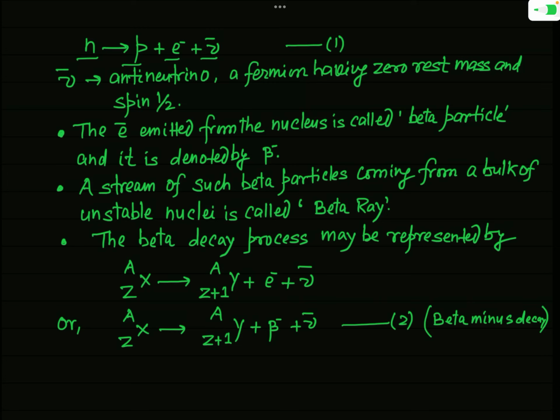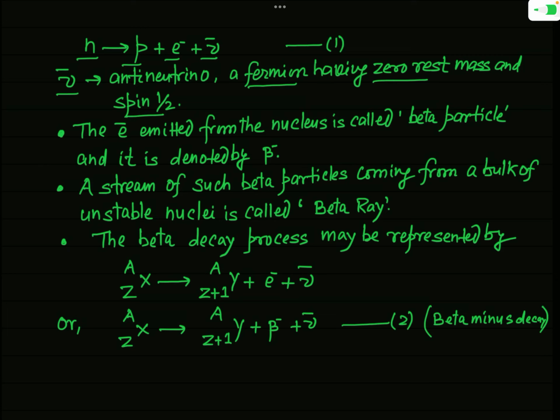As I have told you earlier in the first lecture, this antineutrino is a fermion, just like electron and proton. Its mass is very small, or simply we say that its rest mass is 0. But as it is a fermion, its spin is half. It is a half spin particle.